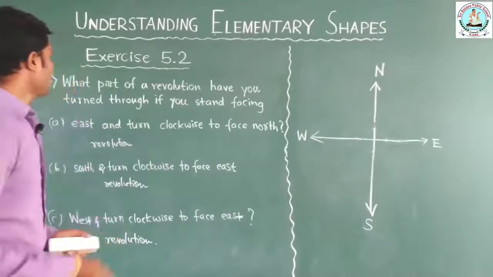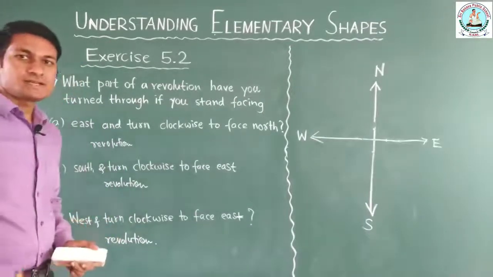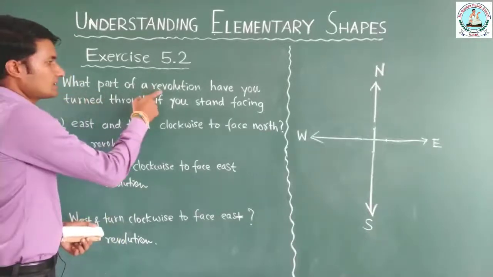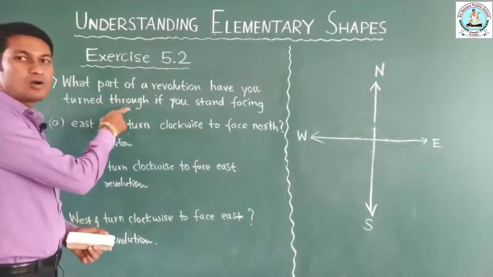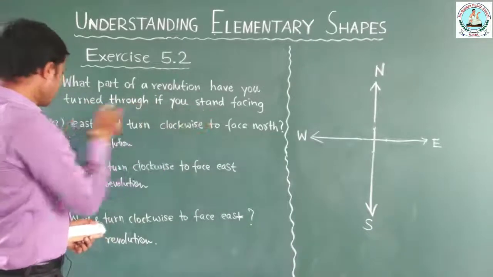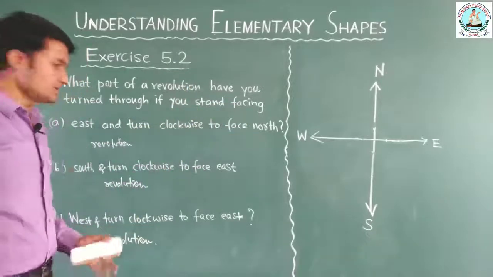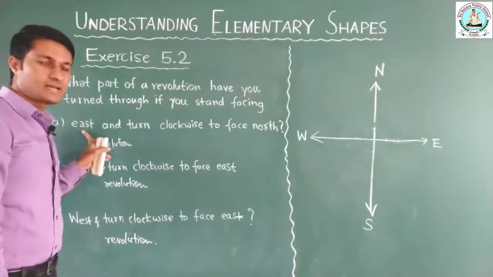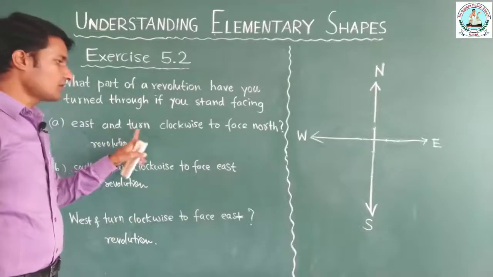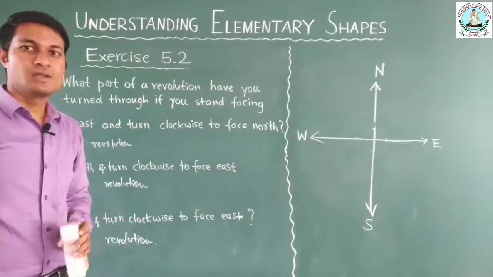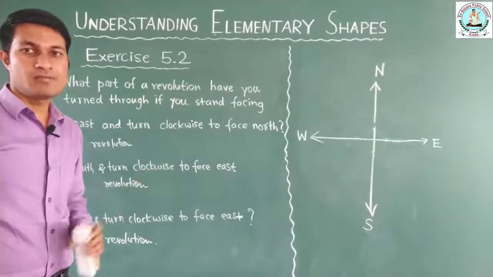Well students, now we are solving the 4th question of the exercise 5.2, and your first question reads like, what part of the revolution have you turned through if you stand facing east and turn clockwise to face the north? Which means if you start from the east direction and you turn clockwise and face north, then what part of the revolution will you have covered?